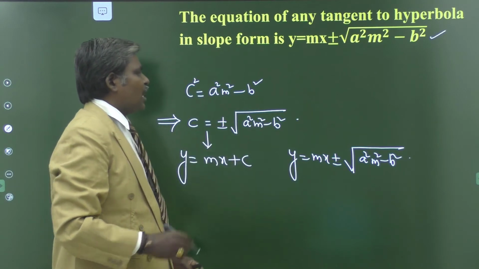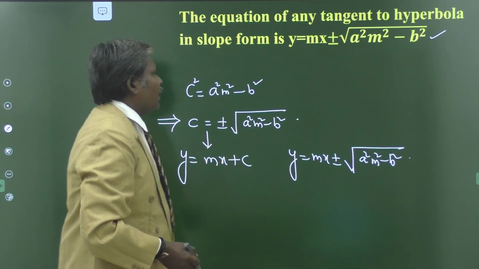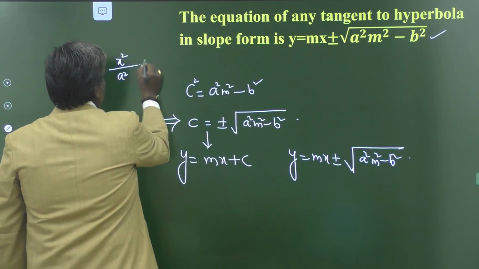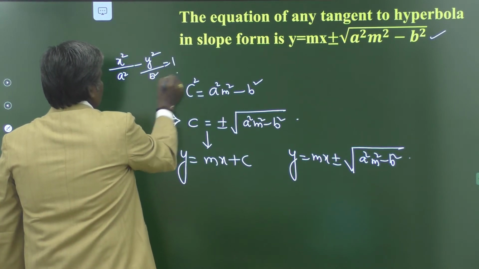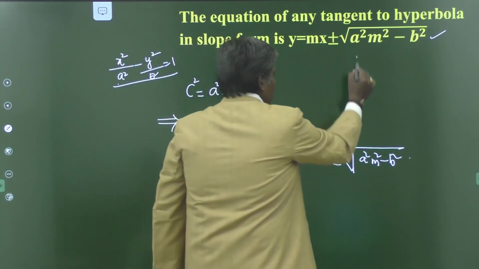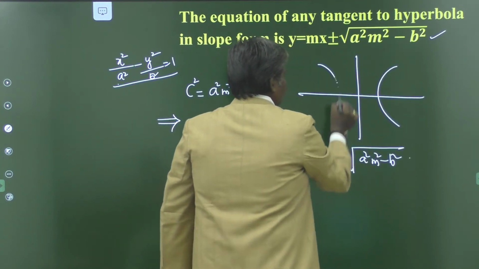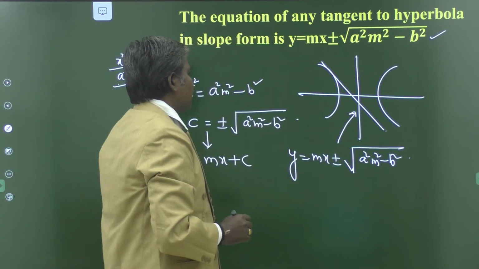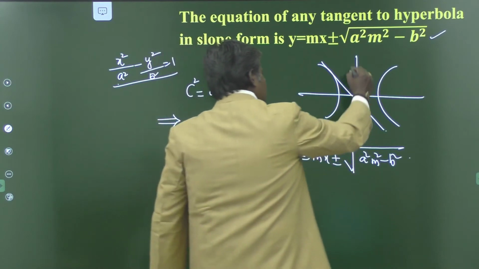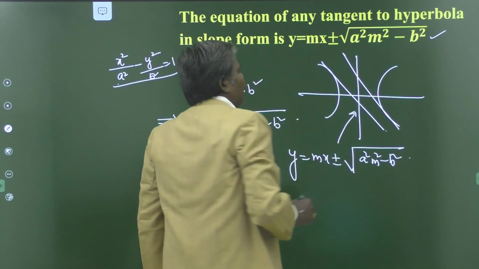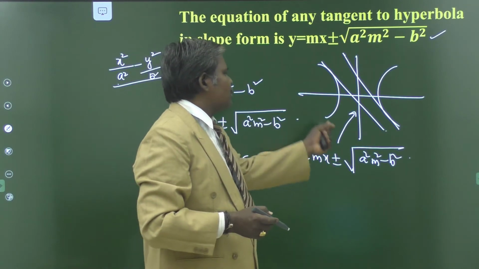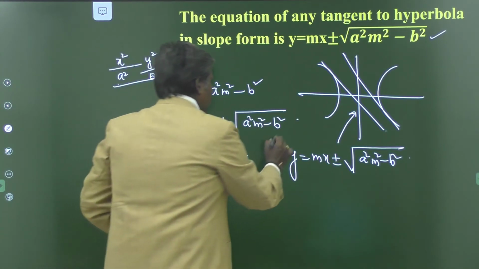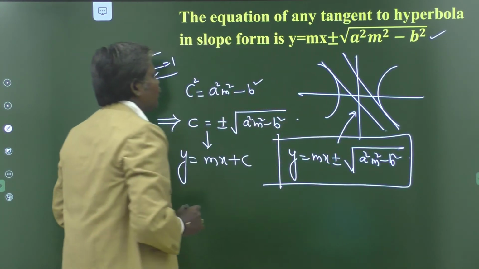Any general tangent to the hyperbola x²/a² minus y²/b² equals 1. The hyperbola equation is here, so this is the hyperbola. If you take any tangent equation, it is always of the form y equals mx plus or minus root of a²m² minus b². There exists another tangent to the hyperbola. These two are parallel, a pair of tangents having the same slope, that means they are parallel to each other. Understand? This is the general equation of tangent to the hyperbola.